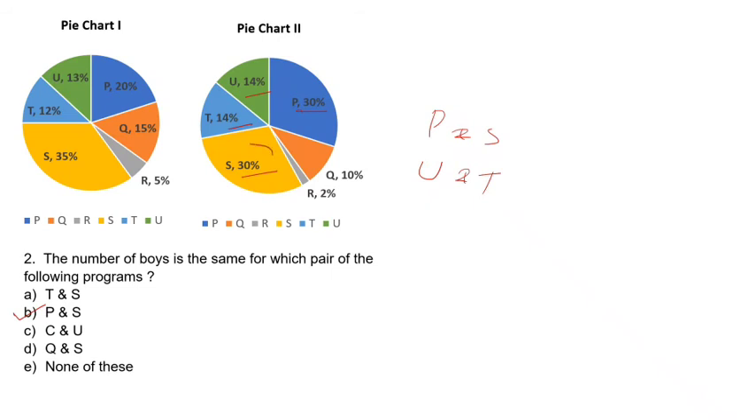Here also it is 30%. Here also it is 30%. So P and S are equal. Similarly, U and T are equal. So U and T is also a correct pair, but in the options U and T is not given. So we will go with P and S. Very easy question. Kindly note it. Then we will go to the next question.